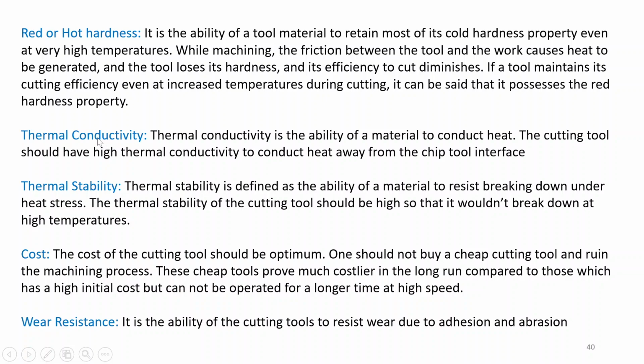Next is thermal conductivity. Thermal conductivity is the ability of a material to conduct heat, and the cutting tool should have high thermal conductivity to conduct heat away from the chip, tool and surface. If the heat doesn't dissipate and it remains there, then it can lead to reduction in the life of the cutting tool, as well as deterioration in properties of the workpiece. So this heat should dissipate easily.